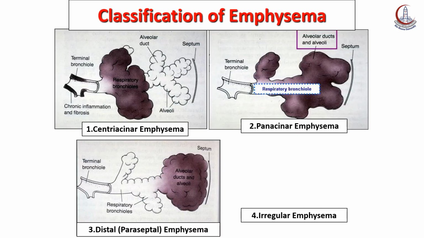Regarding the classification of emphysema, starting with centriacinar emphysema, it affects the proximal part of the lung lobule, which is the respiratory bronchiole, while the alveolar duct and alveoli are normal. Panacinar emphysema affects the whole acinus, including the proximal and distal parts. Distal acinar emphysema affects the distal part of the lobule, sparing the respiratory bronchiole. In irregular emphysema, the acinus is irregularly affected.